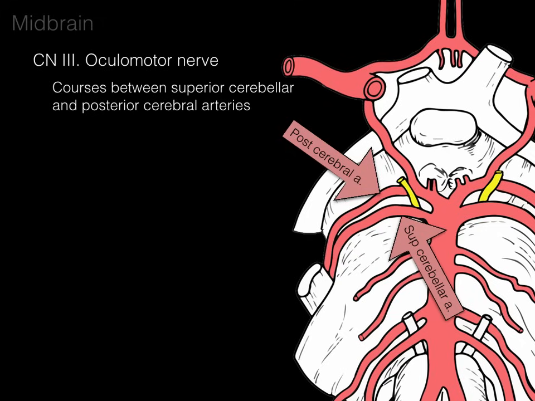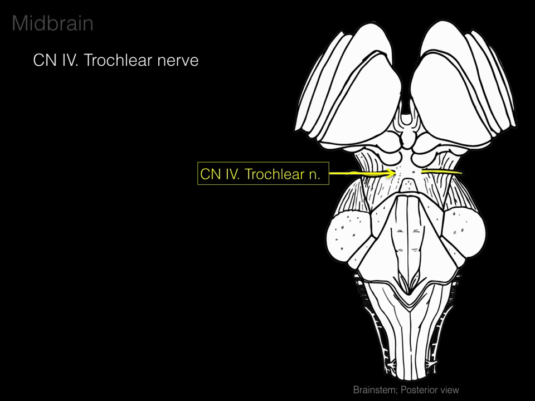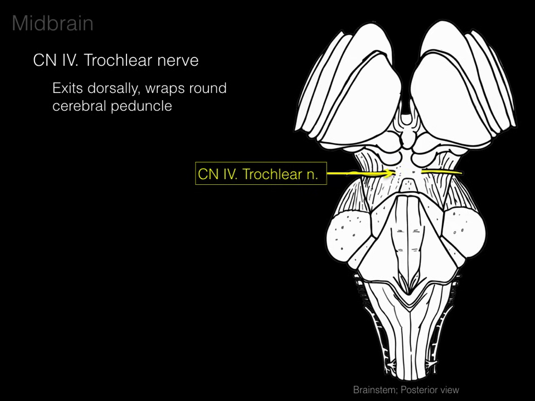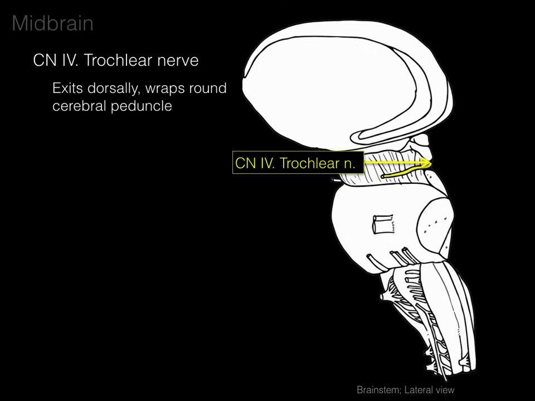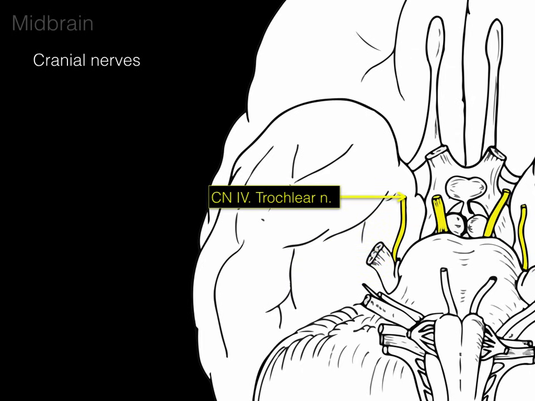And this is important, so if there's ever a berry aneurysm, that berry aneurysm may compress and then negatively affect cranial nerve 3. Now, cranial nerve 4, known as the trochlear nerve, is shown there. Now, this exits dorsally from the midbrain. It exits dorsally and wraps around the cerebral peduncle. You'll see it's exiting just below the inferior colliculus, wraps around the cerebral peduncle, and then courses ventrally out and goes and innervates the superior oblique muscle.